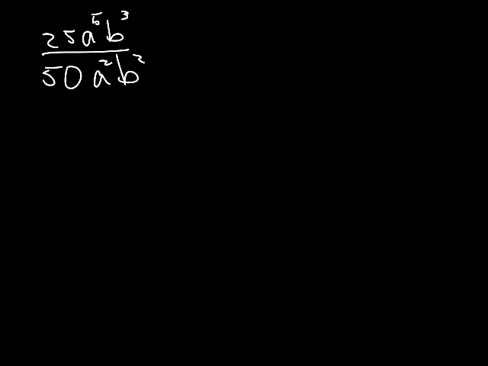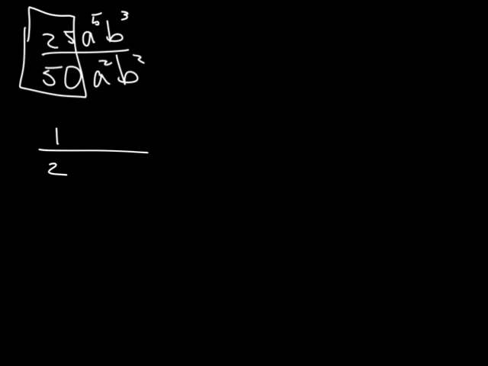So for example 3, they give us 25a to the fifth b cubed by 50a squared b squared. So again, we look at the number. 25 over 50 reduces to 1/2. And notice I just made a long division sign because some of these numbers will go on, or variables will go on top, some of them will go on bottom, depending on how things are.